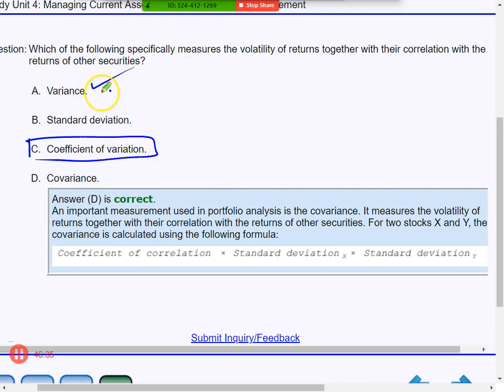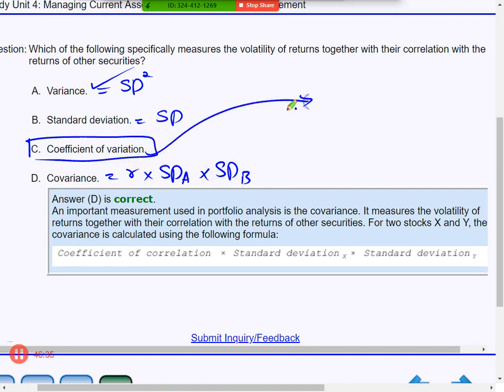We know variance. Variance is the square of standard deviation of any return on any asset. Standard deviation we already know is a measure of volatility. Covariance we just saw, there's a formula given. Covariance is the coefficient of correlation multiplied by the standard deviation of asset A in the portfolio and the standard deviation of asset B in the portfolio. Coefficient of variation, which is not in your new book, is equal to the standard deviation of a particular asset A divided by the expected return on asset A.